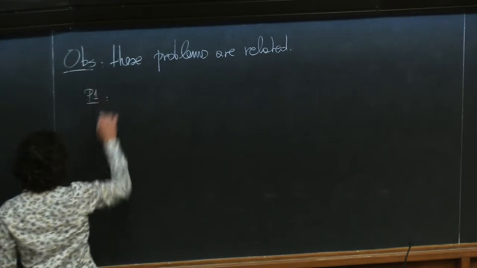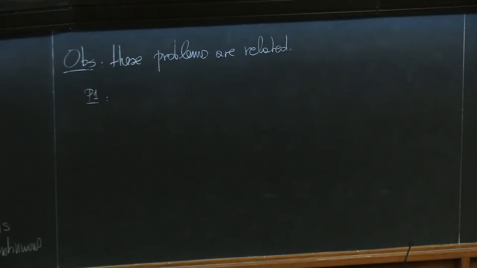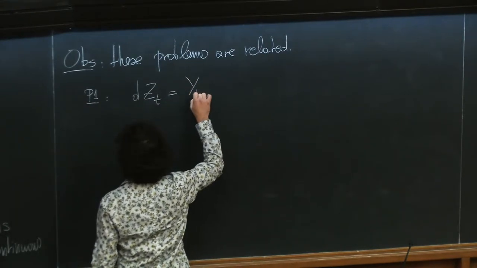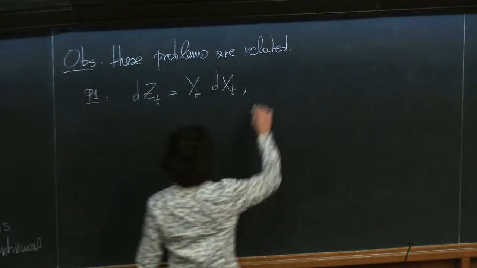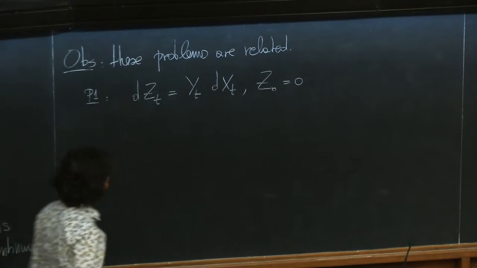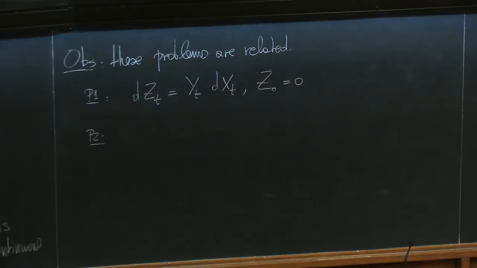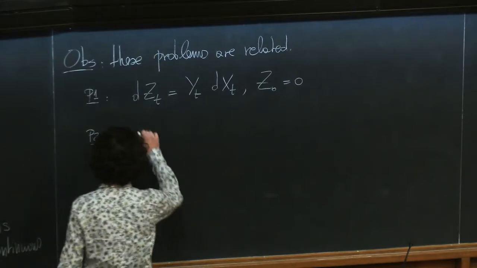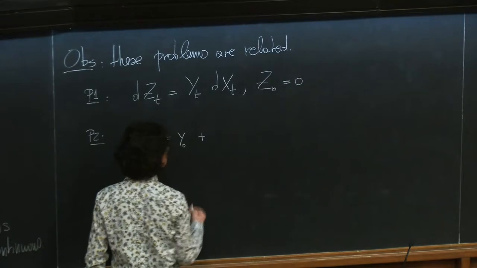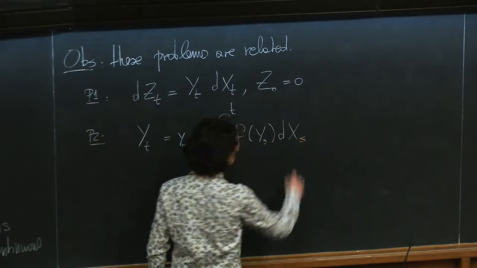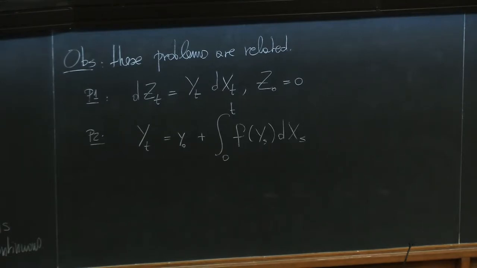P1 can be written in the language of P2 as solving the differential equation dZ_t equals y_t dx_t with initial condition Z_0 equals 0. So that would be a particular case. And P2 is not exactly equivalent to P1, but can be written in the language of P1 as y_t equals the initial condition plus the integral of the right-hand side. In order to solve P2, in particular, we have to give meaning to the integral of the right-hand side, which is of the same kind as the one above.